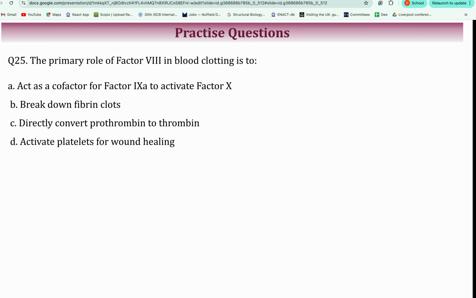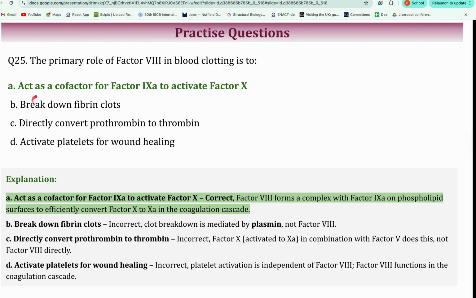Okay, now let's see. So the right answer is option A. It acts as a cofactor for factor 9A to activate factor 10. So this factor 8 forms the complex with factor 9A on the phospholipid surface to efficiently convert factor 10 in the coagulation cascade.